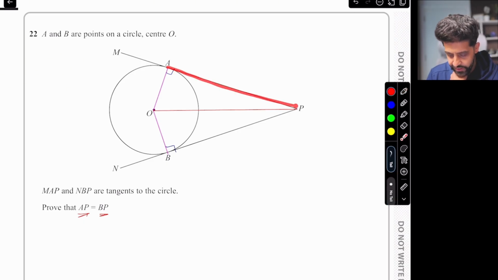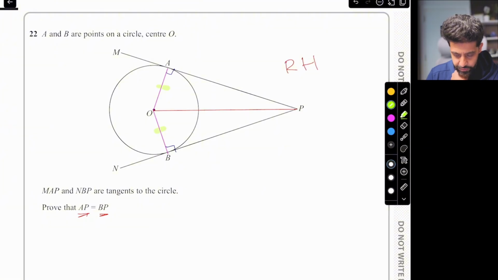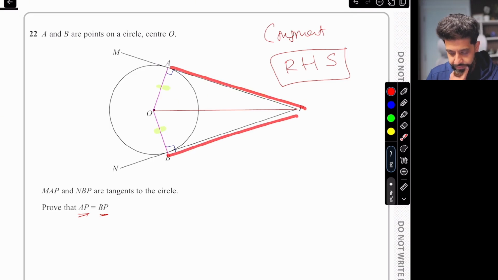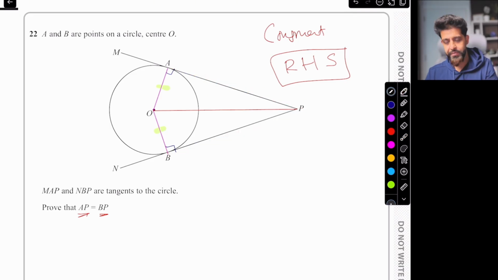We need to prove that AP is equal to BP. So the proof is that this side is equal to that side. We have to show that by one of the rules. Now, this is the hypotenuse of both, so they both have the same hypotenuse. They both have a right angle. And this is the radius of both of them, which is the same. So they have one side which is the same. So they are congruent by the RHS rule. If these two triangles are congruent, then AP would be equal to BP, because we've proved by using this rule that they are congruent triangles.